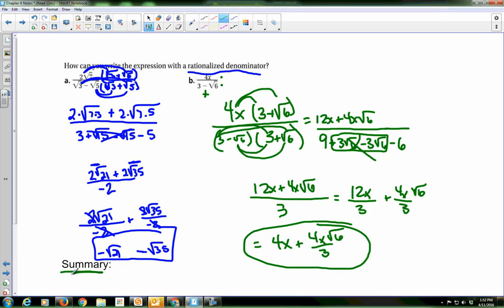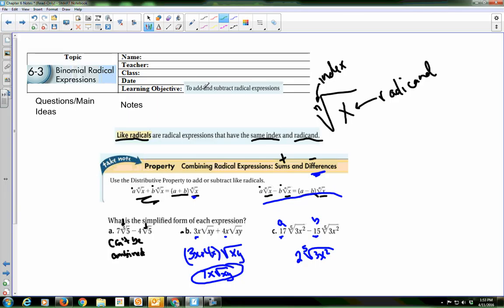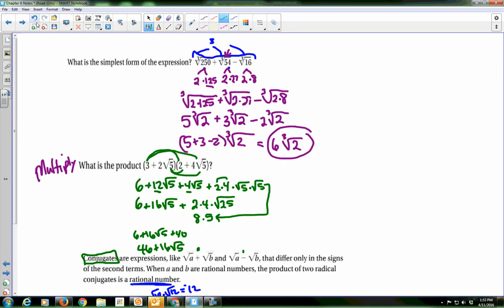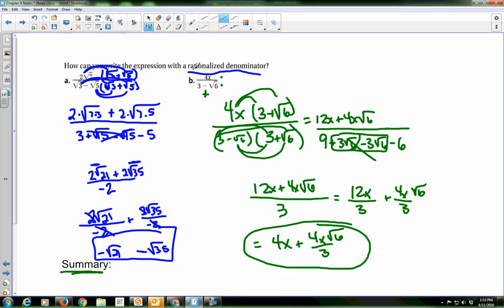Go ahead and take a moment, summarize what we did. Make sure you include the learning objective, which is to add and subtract radical expressions. Include that the index and the radicand have to be the same. Include simplifying the radicand. Include how to multiply. When you multiply, it's like foiling, like we did with binomials. Include a little piece on conjugates and explain how we use conjugates to rationalize the denominator. And that's all for today.